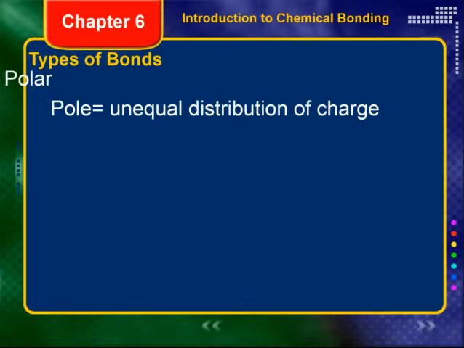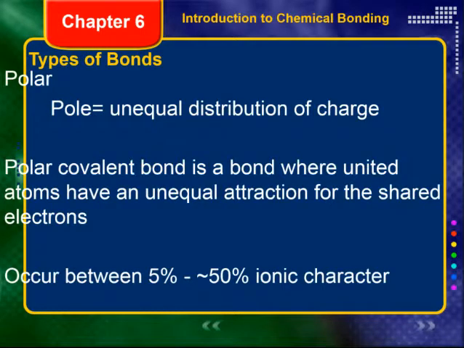Now let's look at polar covalent bonds. When I say polar, I'm using the word pole as the base. Pole simply refers to an unequal distribution of charge. Polar covalent bonds are bonds where the united atoms have an unequal attraction for the shared electrons. Now the electrons are still shared, but the electronegativity difference is starting to creep up a little bit, meaning one element has the ability to attract the electrons a little bit more strongly than the other one.